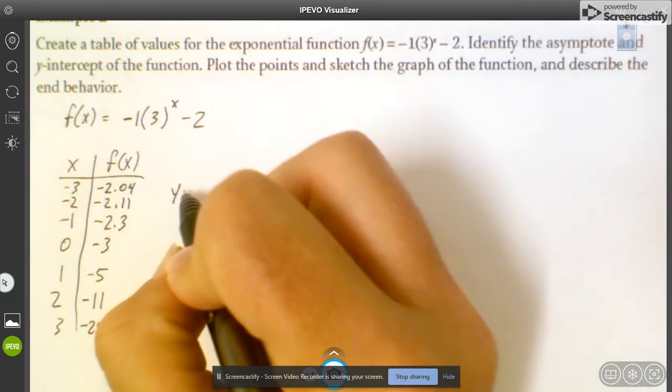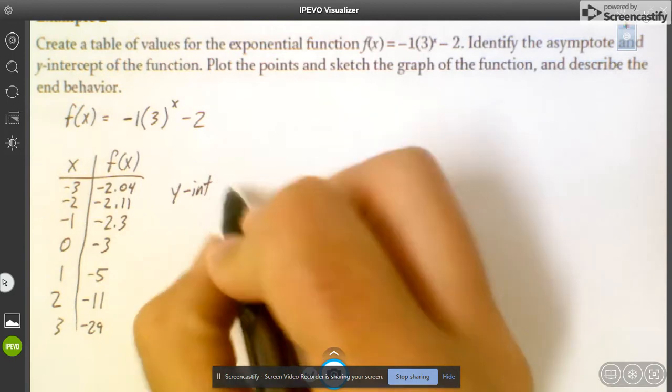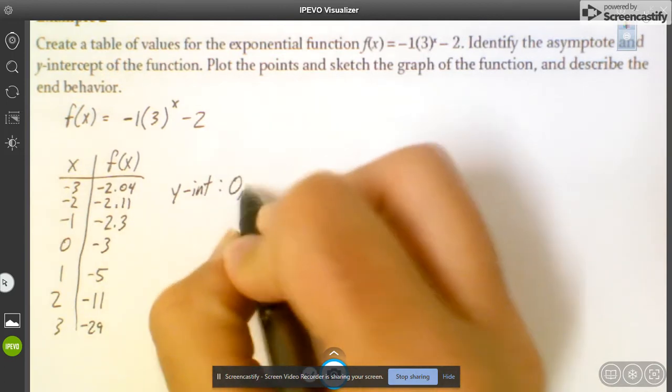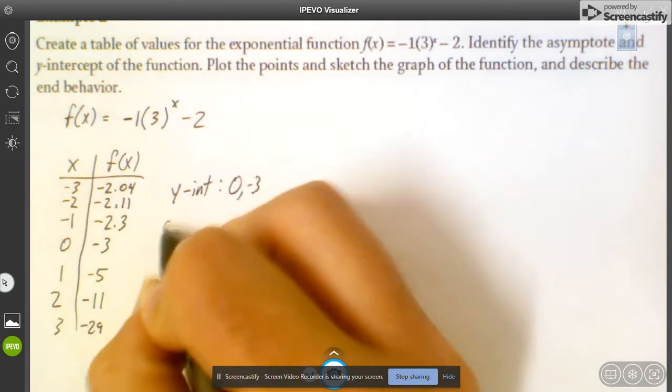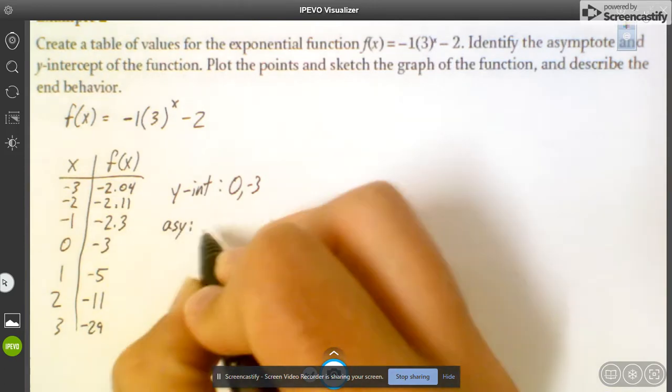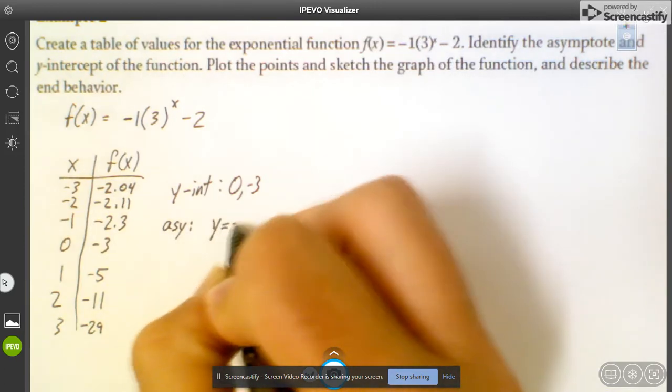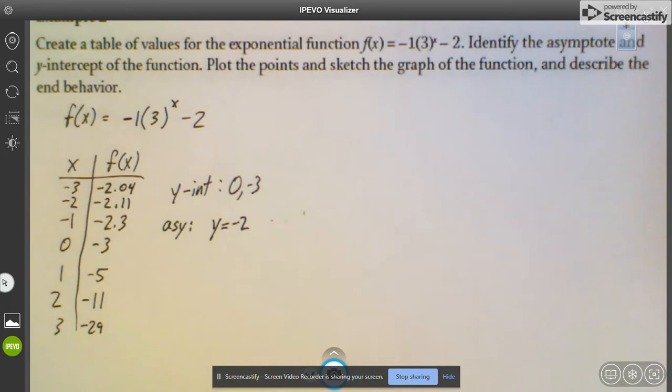My y-intercept. My y-intercept is 0, -3. My asymptote, I'm just going to abbreviate that, is y equals -2. And I got both of those, and all I did was my table. I didn't even have to graph the thing.